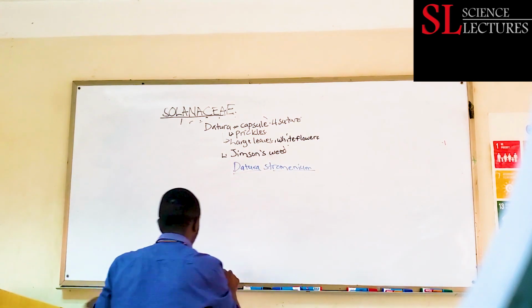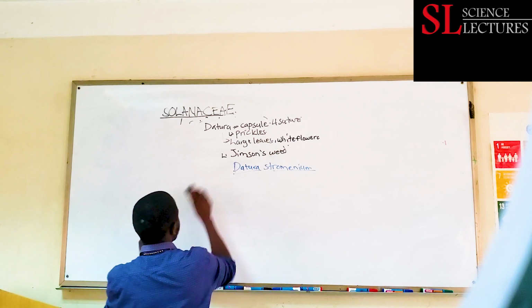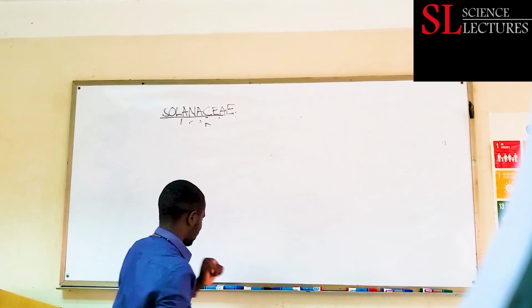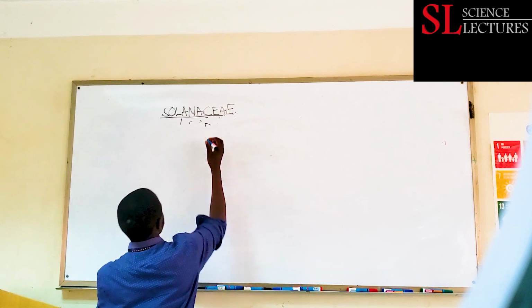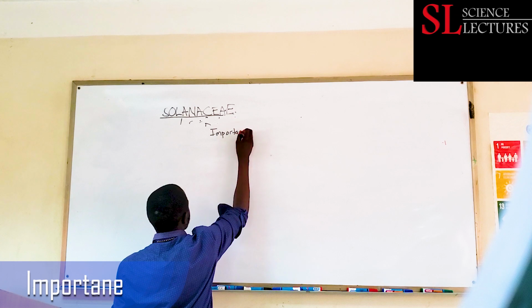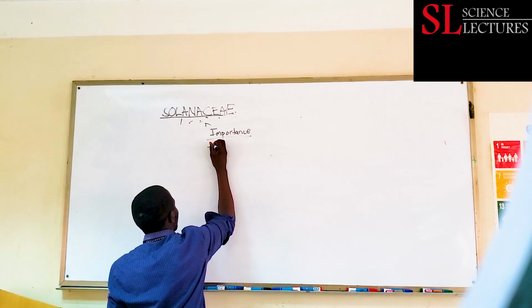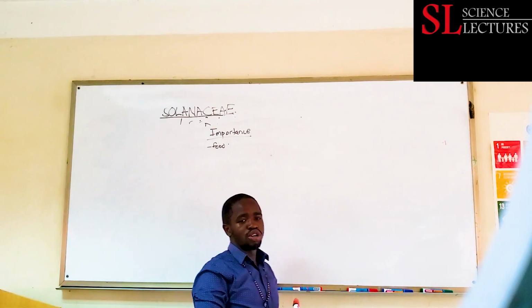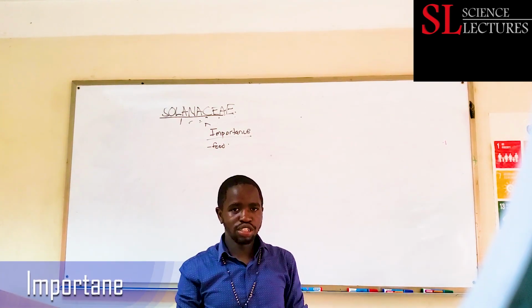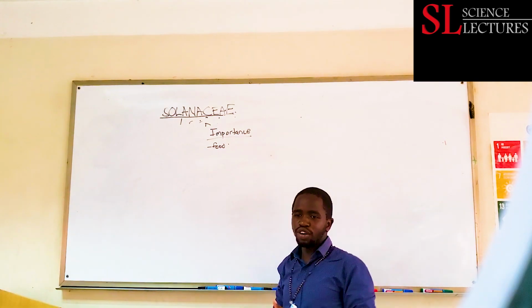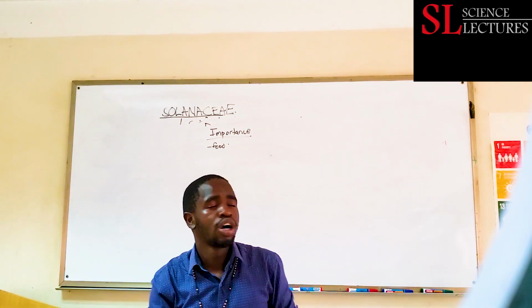Next, I want us to discuss the economic importances of this family. Does this family hold any economic importance? Yes, it does. Number 1, it is eaten as food. We talked of Solanum tuberosum, which is Irish potato, is eaten as staple food for very many communities out there in the world.